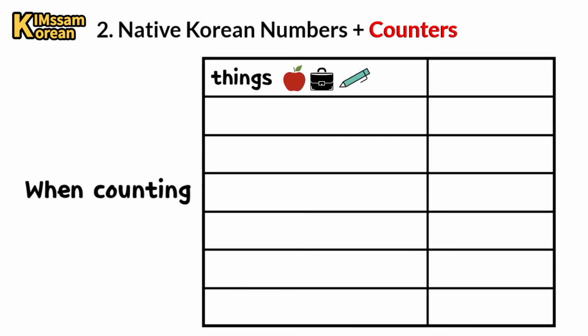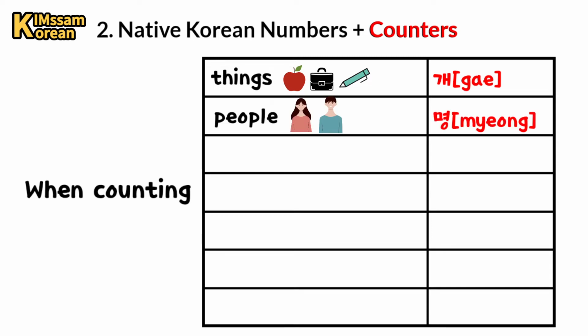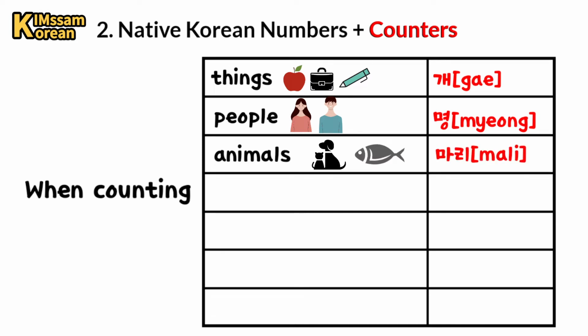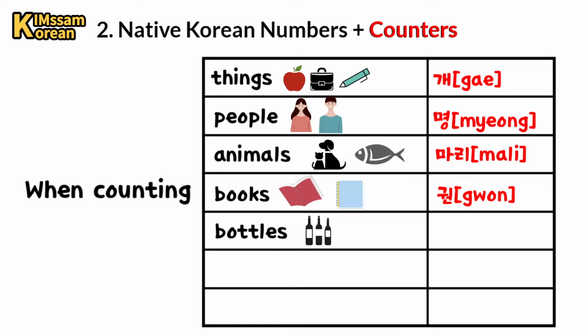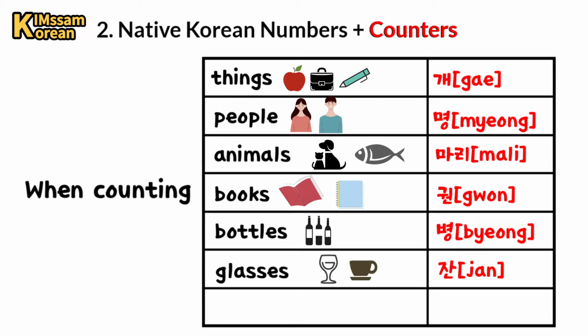When counting things, we use the counter 개. When counting people, we use the counter 명. When counting animals, we use the counter 마리. When counting books, we use the counter 권. When counting bottles, we use the counter 병. When counting glasses, we use the counter 잔. When counting ages, we use the counter 살.